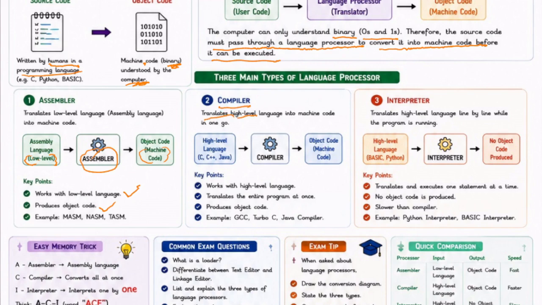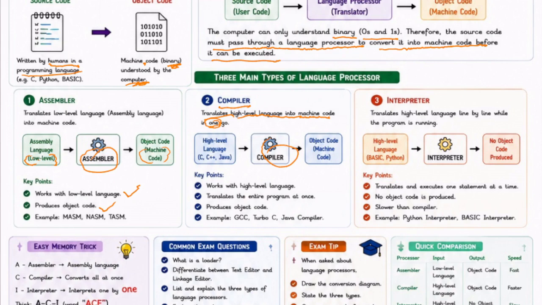Now the compiler. A compiler translates high-level language into machine code in one go. You should take note of this: one go. It translates everything at the same time. So the graphical explanation is high level language, C++, C, JavaScript, and so many of them, then we have the compiler that compiles everything to object code, which is the machine code.